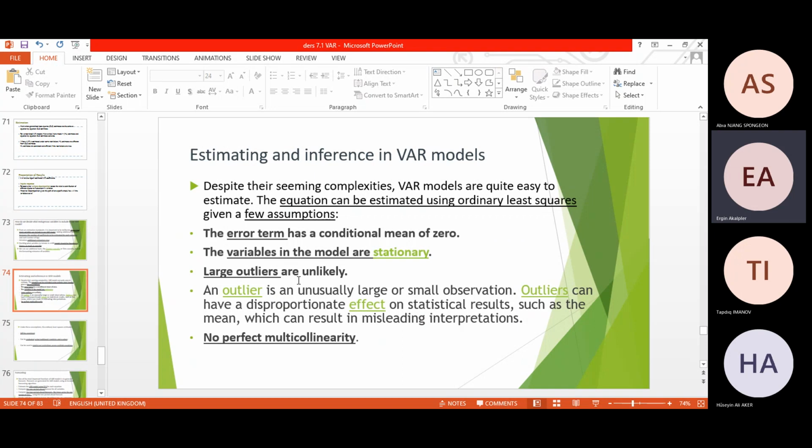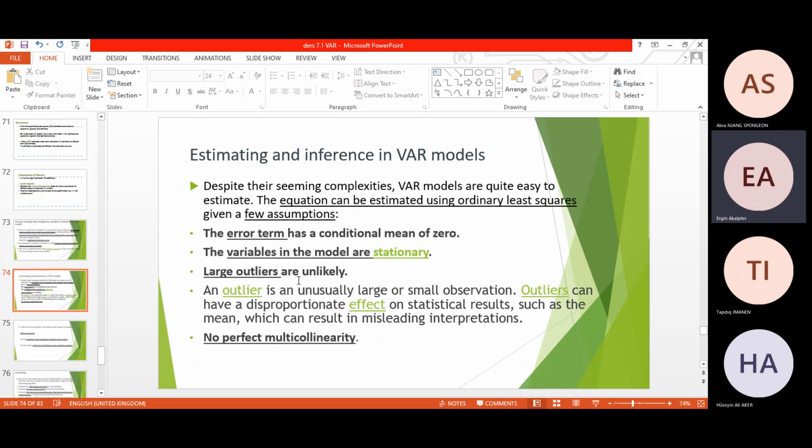Estimation and inference in VAR models: despite their seeming complexities, VAR models are very easy to determine and estimate if you follow the guideline. The equation can be estimated using ordinary least squares given a few assumptions. The error term has a conditional mean of 0. The variables in the model are stationary, and large outliers are unlikely.